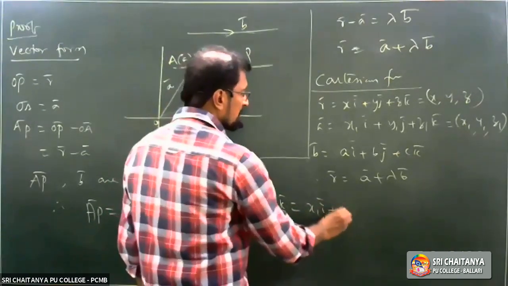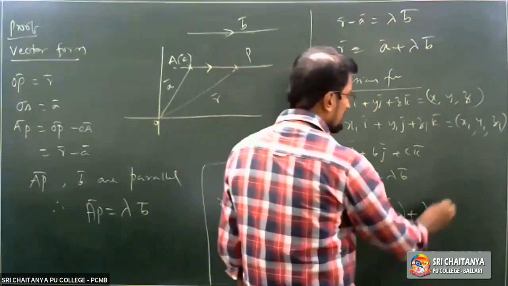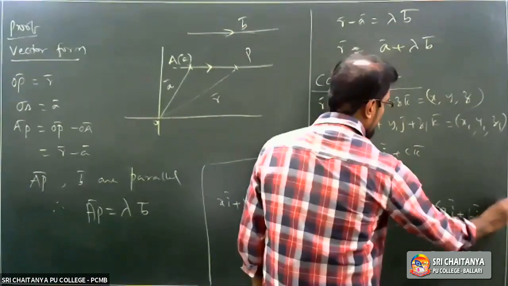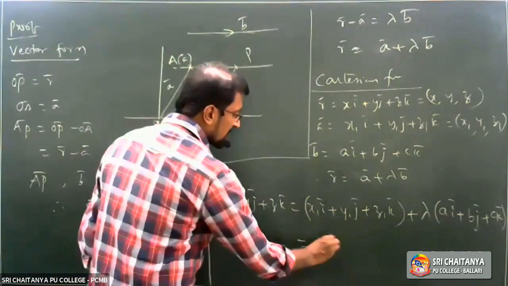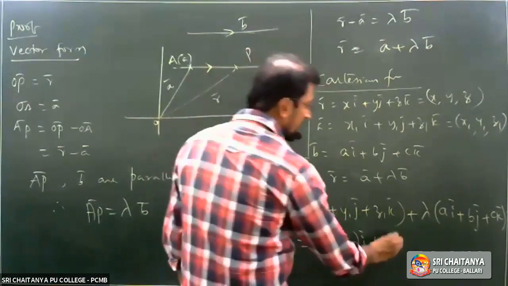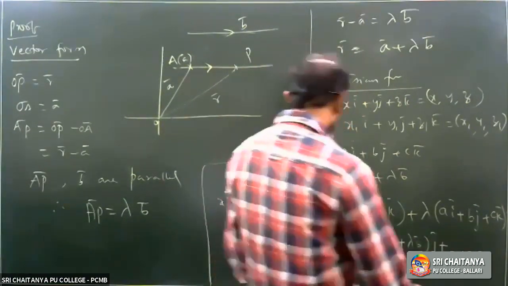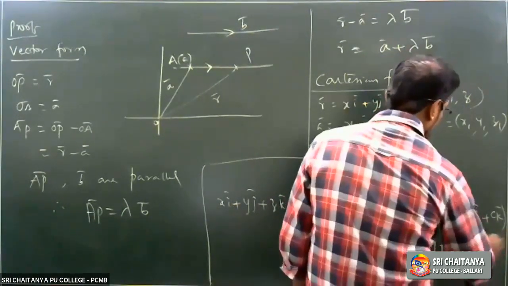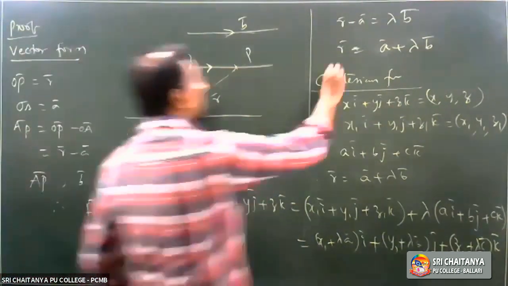x1 i plus y1 j plus z1 k plus lambda into ai plus bj plus ck, right? Now if I compare, you can write this as x1 plus lambda into a i bar, y1 plus lambda into b j bar, plus z1 plus lambda into c k bar, right? Like this you are going to get. You just do one thing, you copy up to this vector form.